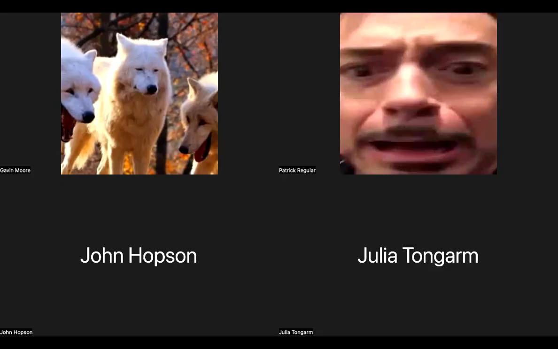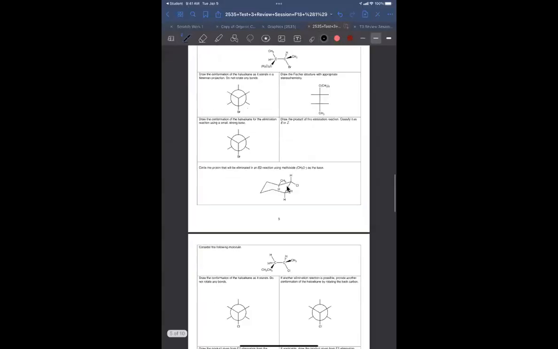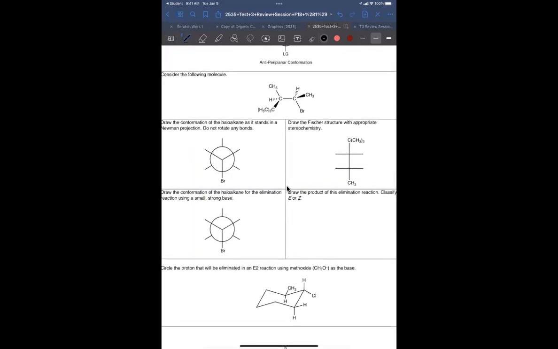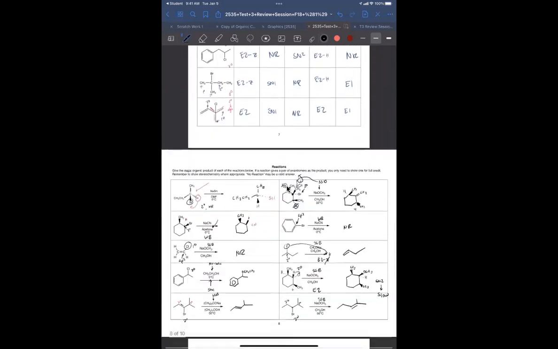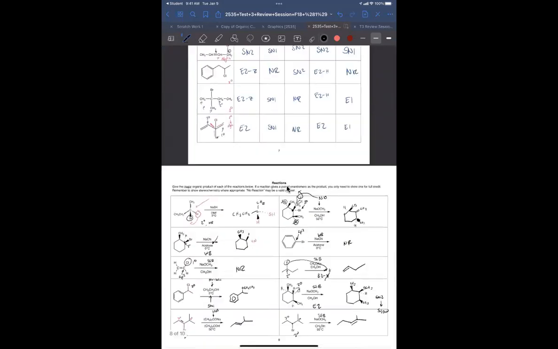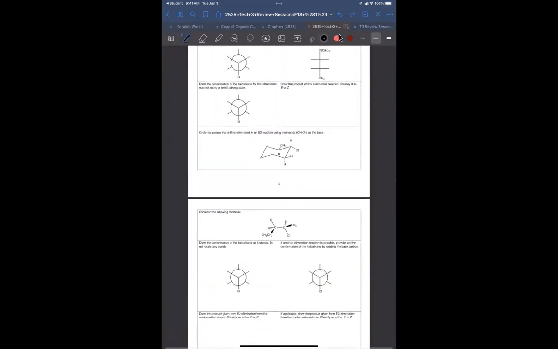I'm going to stop my share. You guys have any last minute questions? Because whatever I didn't cover in the recorded review session, I'll probably cover tomorrow, and that usually goes with more on the E2 with the anti-periplanar stuff. Let me just share it one more time so you can see what I'm talking about. Working with Newman projections is really easy once you know what's going on, and then synthesis. So that should make up for everything.